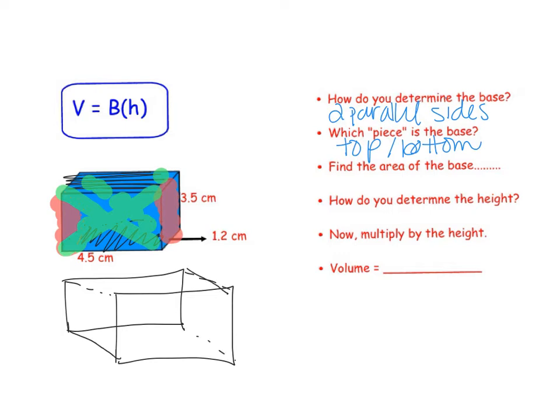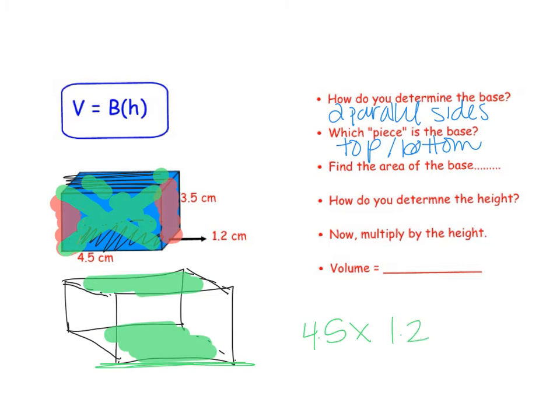So I'm going to use the top and the bottom. I'm going to go ahead and just shade those in just to remind us. I'm using the top and I'm using the bottom as my bases. Those two sides are parallel. To find the area of a rectangle, that formula is length times width. So the length of my base is 4.5, and the height of my base is 1.2.